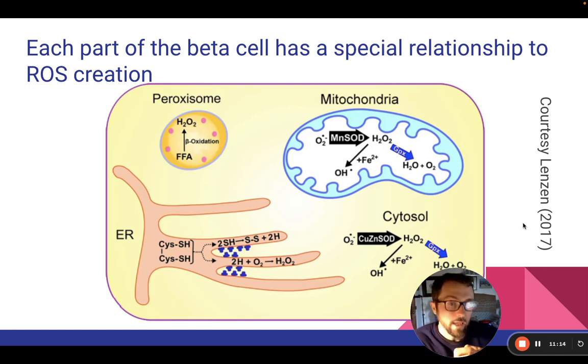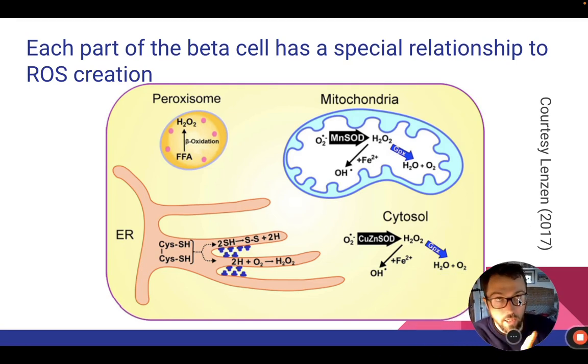So let's take, because the beta cells are unique in that they are so metabolically active and they require these unique handling strategies to handle all of this load, it's important to see all of the different parts of the beta cell that are making ROS. So we've got four here. We've got the peroxisome in the top left.